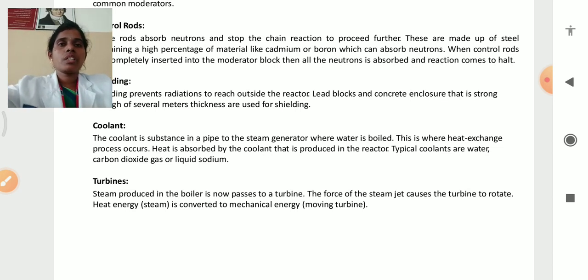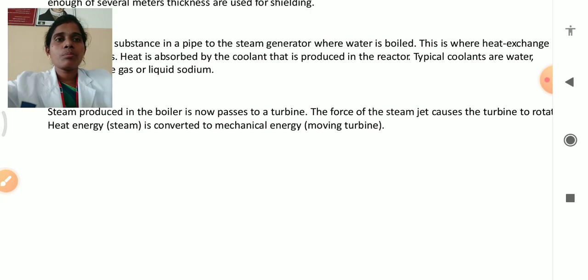Then the turbine component. Another major component is the turbine. The steam produced in the boiler, that is the nuclear reactor, is passed to this turbine. The force of the steam jet causes the turbine to rotate, in which the heat energy from the steam is converted to mechanical energy with the help of this moving turbine.